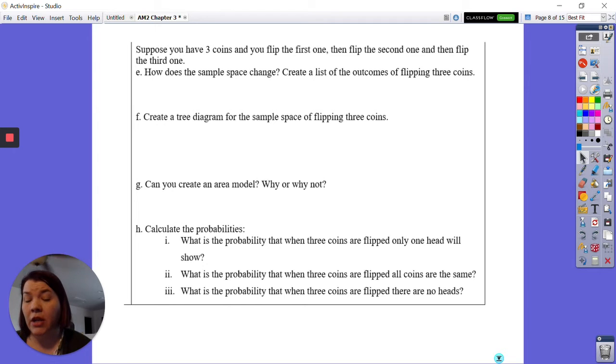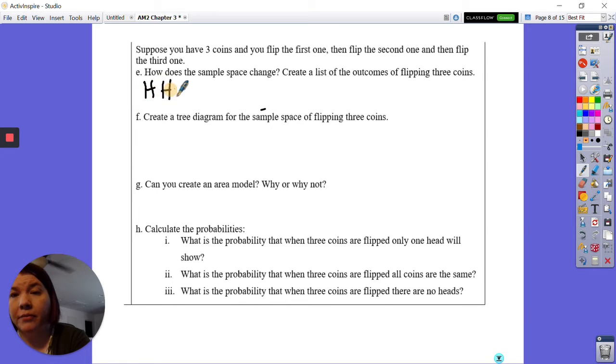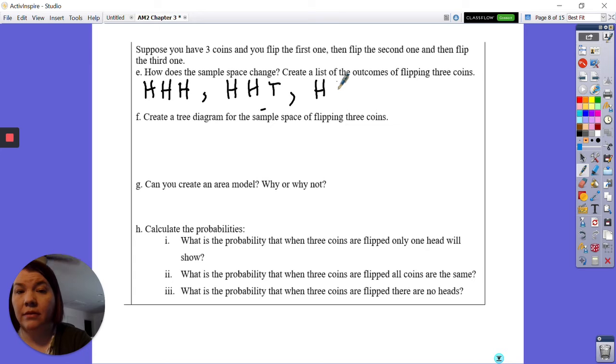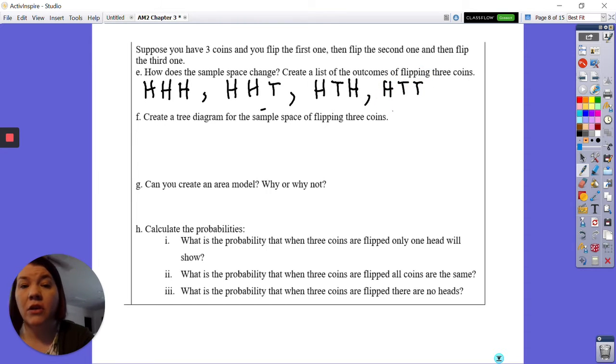How does the sample space change? Well, we have more choices now. More is going to happen because we're flipping more coins. And so instead of 4 outcomes, there's going to be more. So we have all 3 come up heads. We have the first 2 come up heads, and the last one comes up tails. We have the first one comes up heads, the next one comes up tails, and the last one comes up heads. We have the first one comes up heads, the next one comes up tails, and the last one comes up tails. So those are the 4 choices for my first coin is heads.